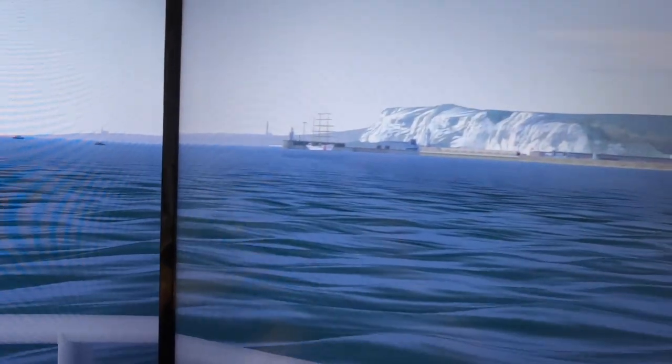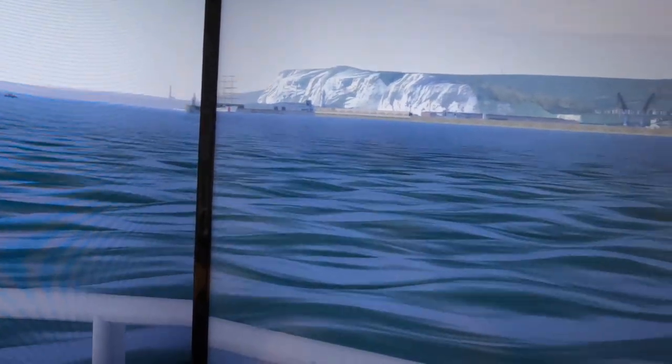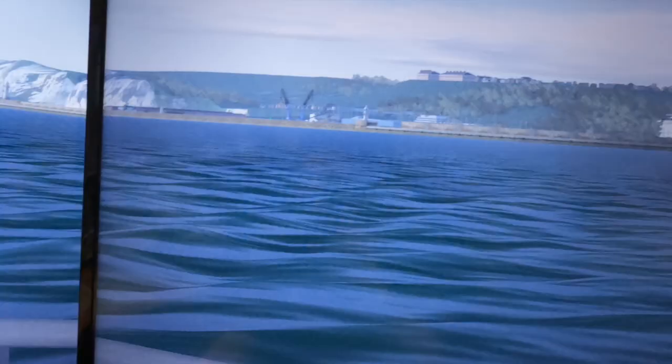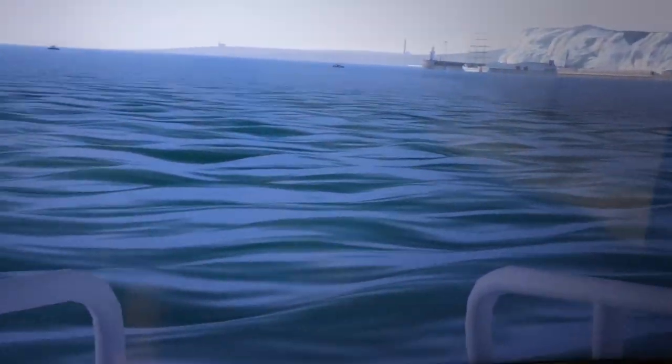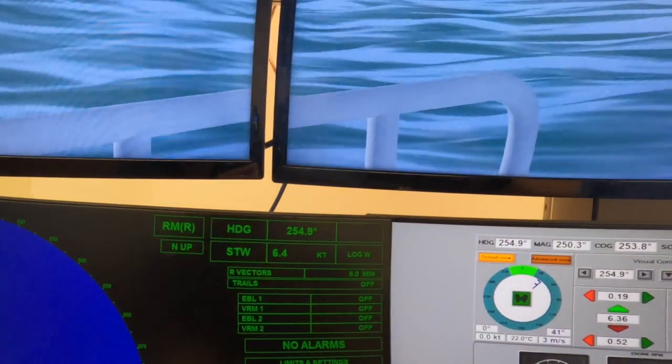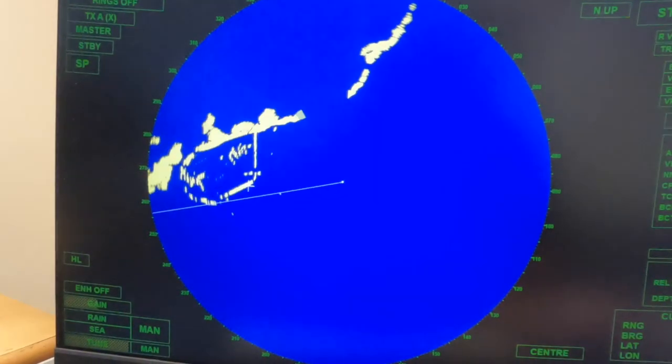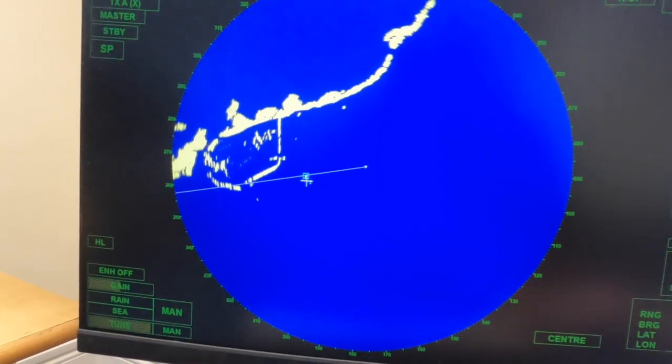Okay, looking at the harbour, we've got Square Rigger coming out, USS Eagle coming out of Dover Harbour, and we've got the two ferries coming out, and we've got some other boats around. So if we look on the screen there, there's us, there's our header line. So we're heading towards the harbour.